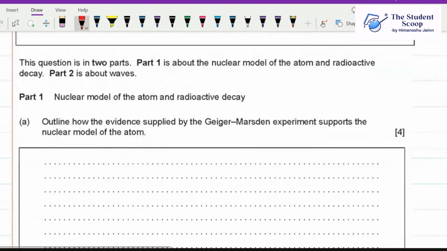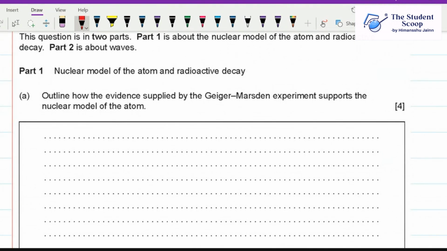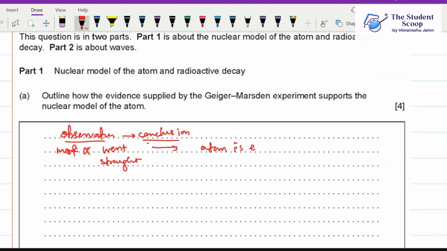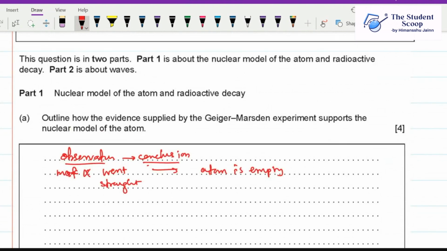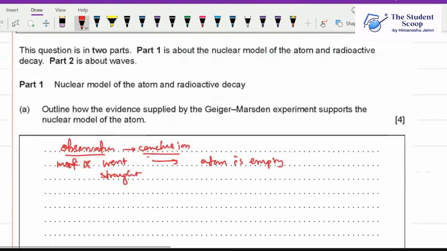Okay, one more question like this: outline how the evidence supplied by Geiger and Marsden supports the nuclear model of the atom. So here we just have to write the observations and the conclusions that we discussed at the beginning of this session, where we say that most of the alpha particles went straight through. Okay, so that kind of conclusion says that the atom is mostly empty. So for 4 marks we have to write all the observations and all the conclusions, and then you will get all the 4 marks. Okay, using the Geiger and Marsden experiment.